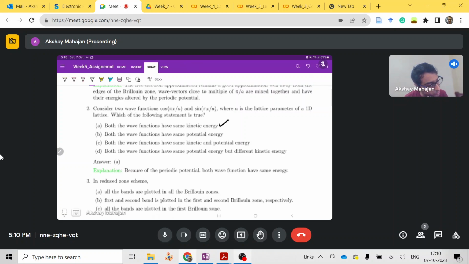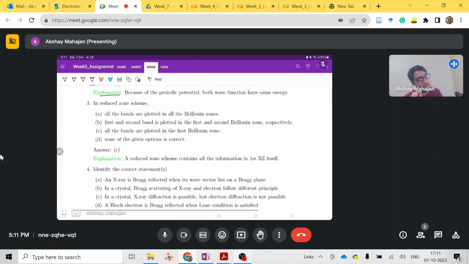Because of the periodic potential, both wave functions have the same energy, as the explanation also says, and you can calculate it as well. Now, both wave functions have the same potential energy? That has been checked; that is not true if you go to the lecture. One will have a plus U and one will have a minus U, which relates to your band gap. Both have the same kinetic energy, but not the same potential energy.